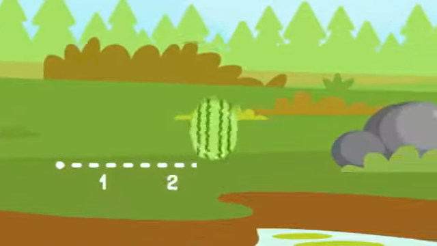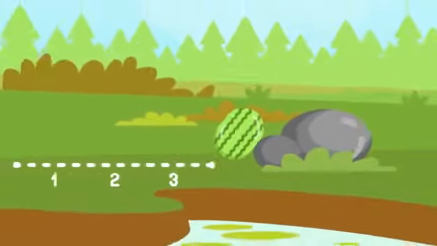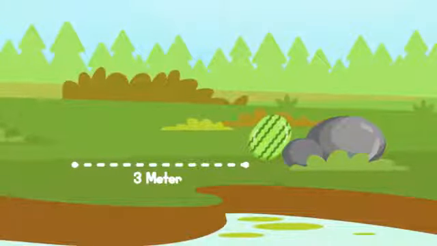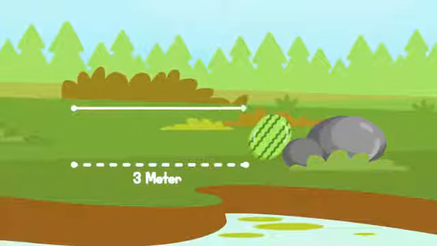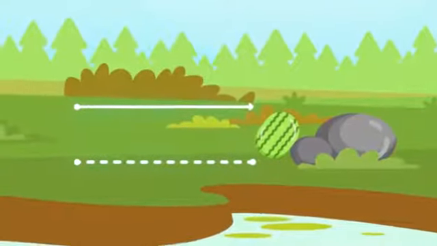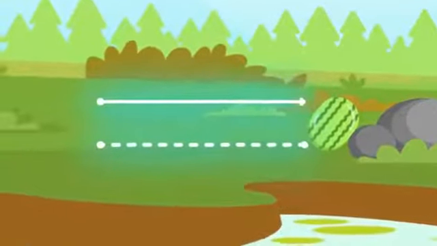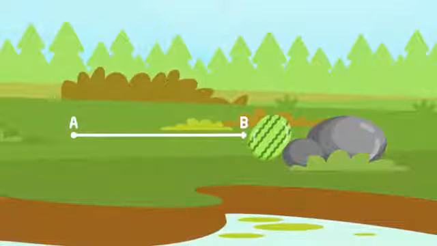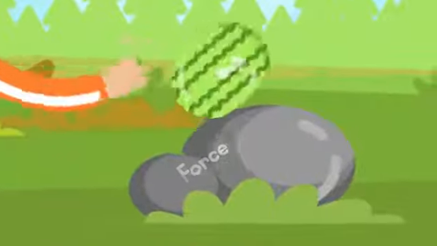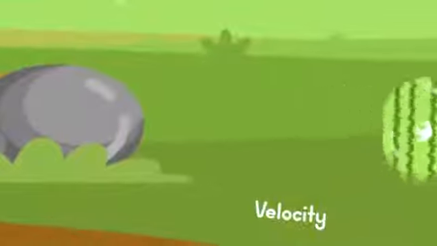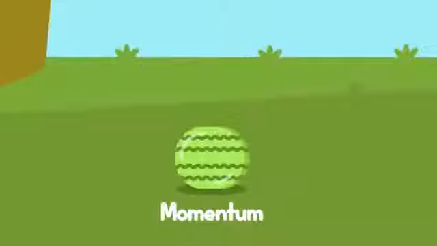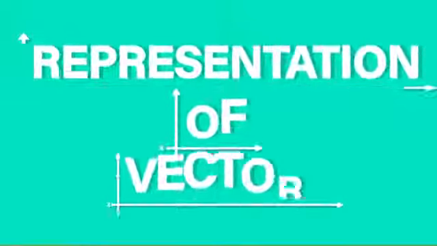Vectors. Physical quantities which can be completely specified by 1. A number which represents the magnitude of the quantity, 2. An appropriate unit, and 3. A specific direction are called vectors. This means a vector is a representation of both a quantity and a direction at the same time. Its examples include displacement, force, velocity, acceleration, and momentum.